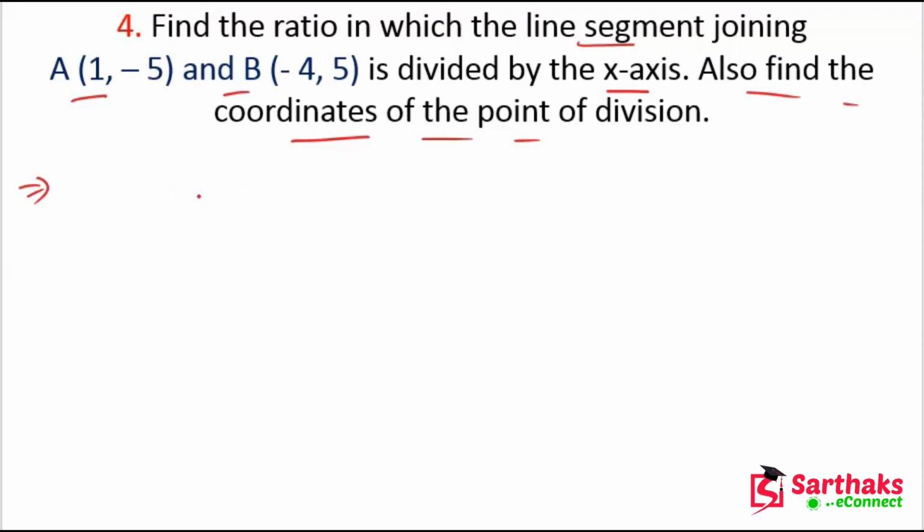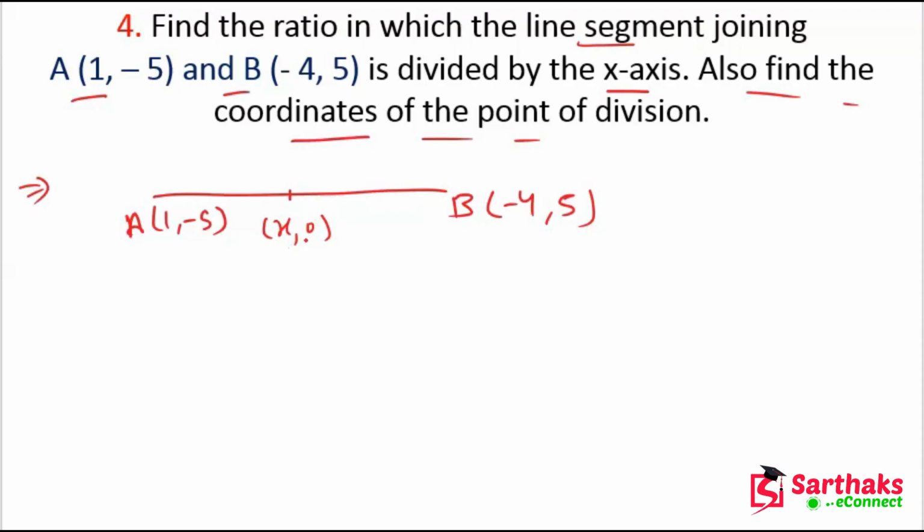So we have a line AB. This is (1, -5), and this is (-4, 5). Okay, and we have a point divided by the x-axis, which means this is (x, 0). On the x-axis the y coordinate is 0, and this ratio is m ratio n. Okay, I hope you understand this point.